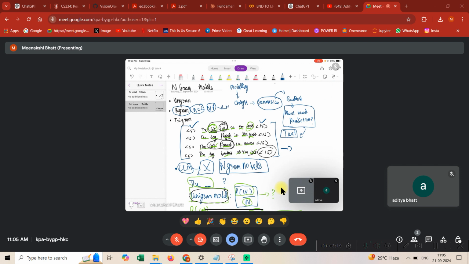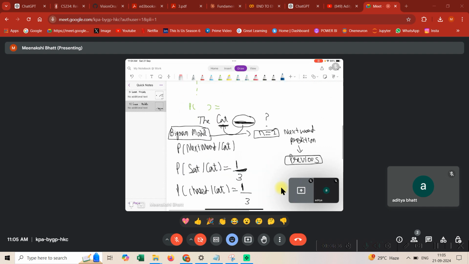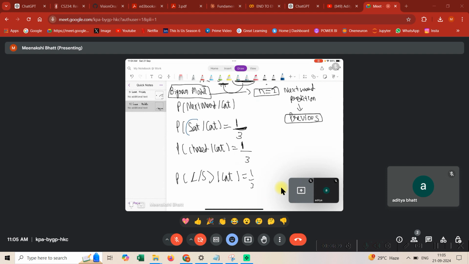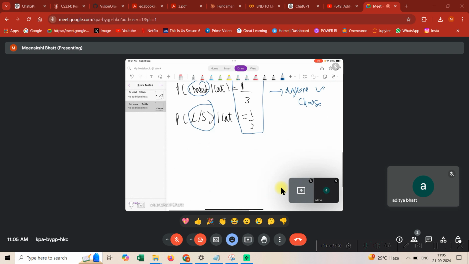So as I said, the problem is the cat, what should come next? This prediction, whatever the next word is, would depend on the previous word, cat. We calculated that cat comes 1, 2, and 3 times, so we computed the probabilities of the words which are next to cat, and we got that all three have equal probability, so you can choose any one. For my example I'm choosing sat, so the cat sat.